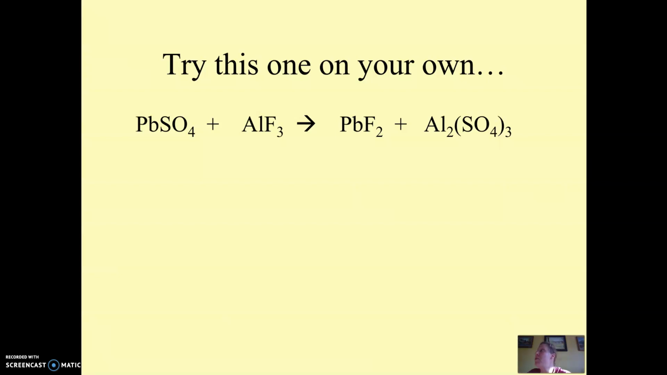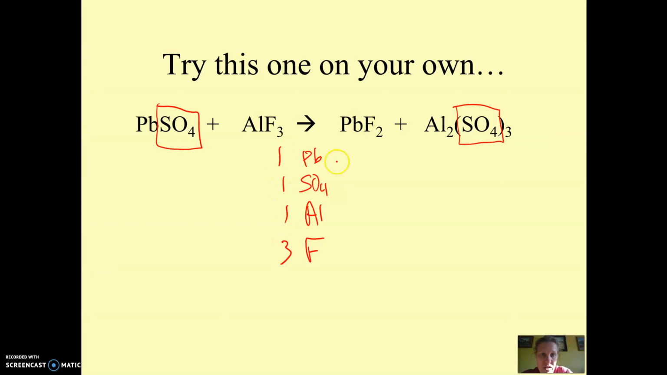Okay, another one. It says try this one on your own, but I'm going to give you my hints before I even click it up. So my hint is, you see how SO4 is in parentheses? Think of that as one thing. So if I were to do this list, my list would be Pb, SO4 because that's one thing, Al, and F. So numbers: 1 Pb, 1 SO4, 1 Al, 3 Fs. And then 1 Pb, 2 Fs, 2 Als, 3 SO4s. And that makes balancing so much easier.